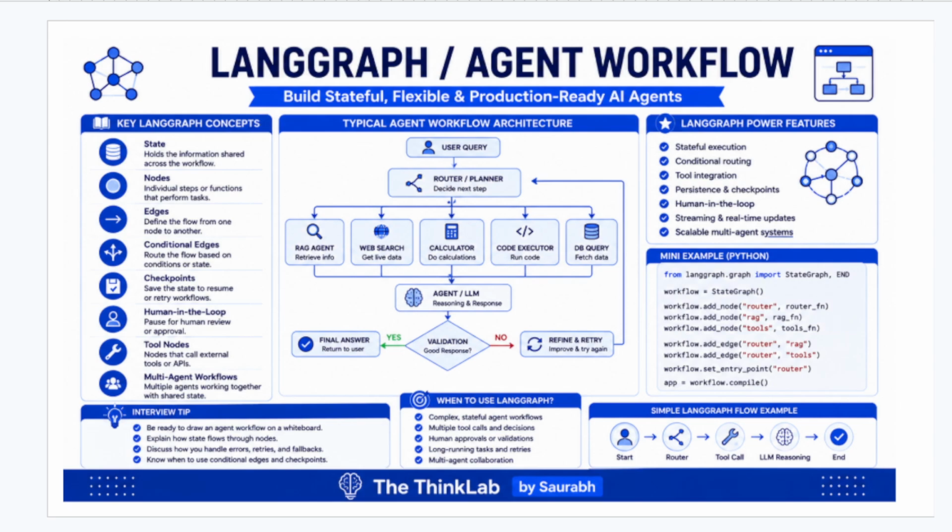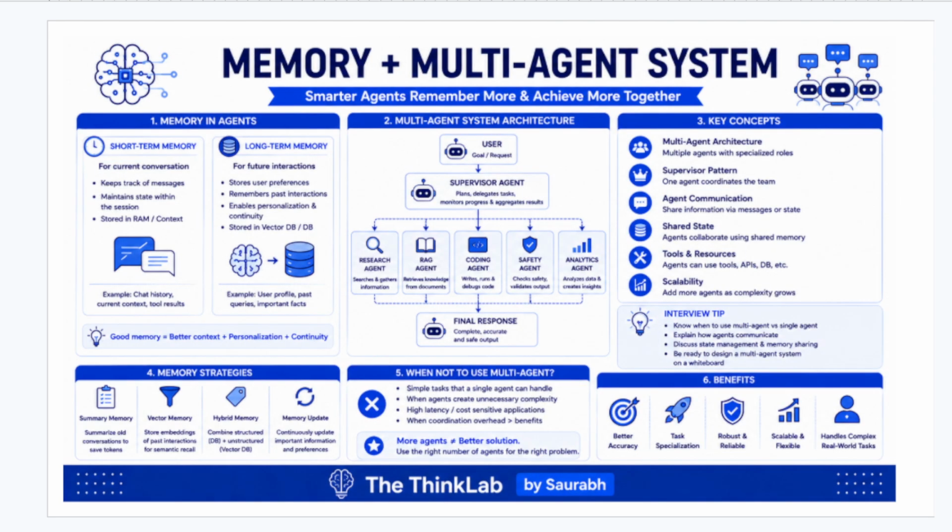Now we are moving to slide 7, memory and multi-agent systems. So let's talk about memory. Memory is important because many real-world AI applications need to maintain information across interactions. There are two basic categories: one is called short-term memory, another is called long-term memory. Short-term memory is useful for the current conversation or current workflow execution. It may contain recent messages, current state, tool results, and intermediate information.